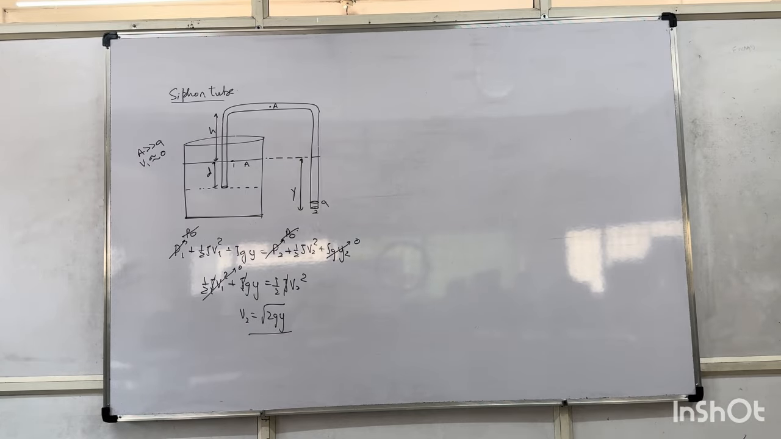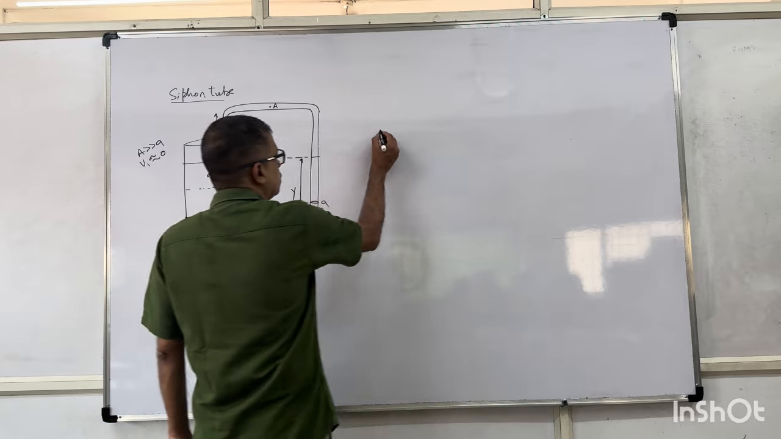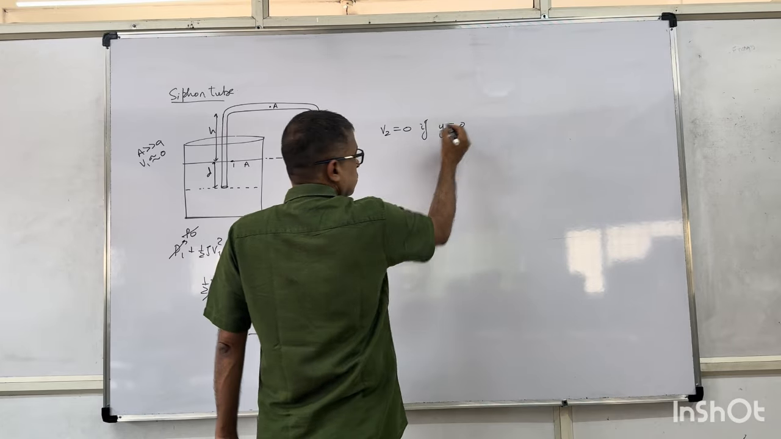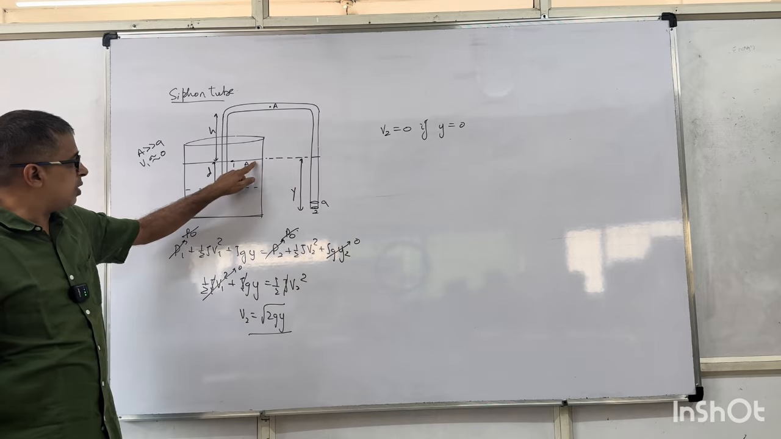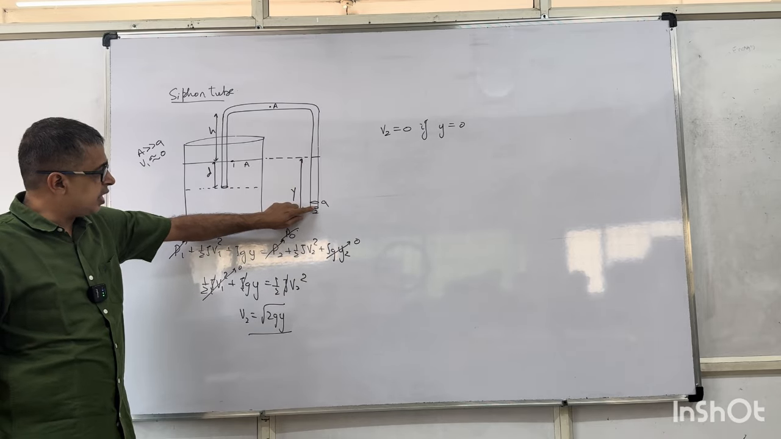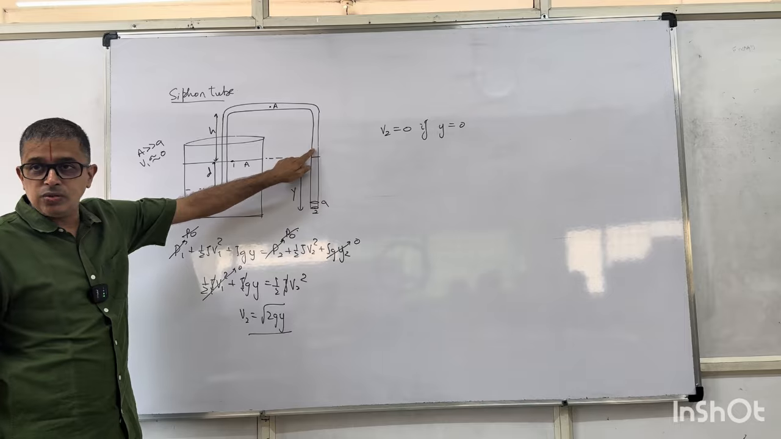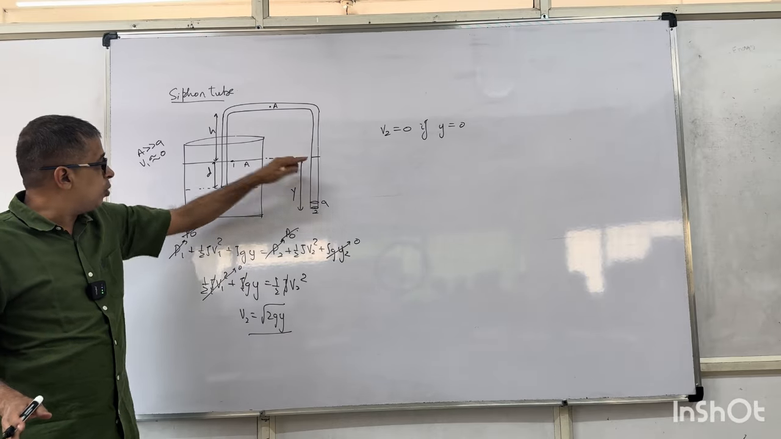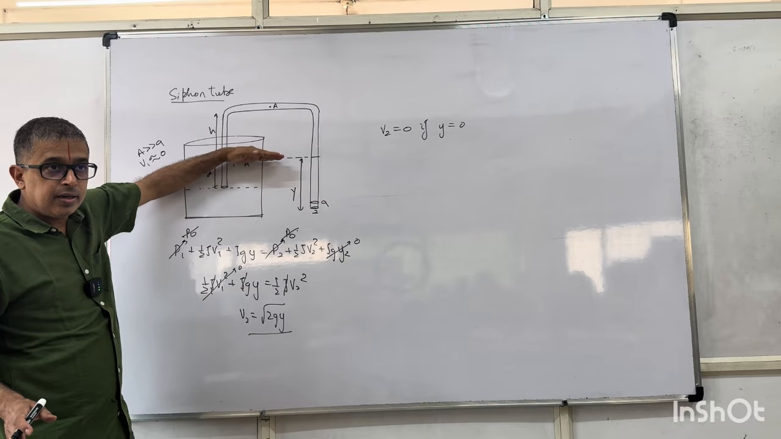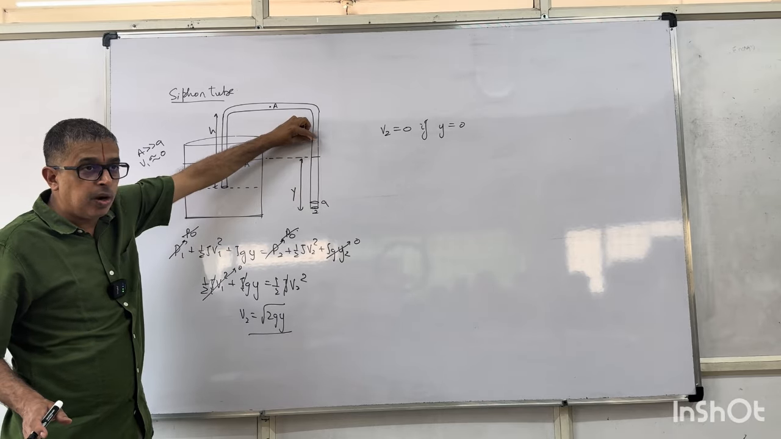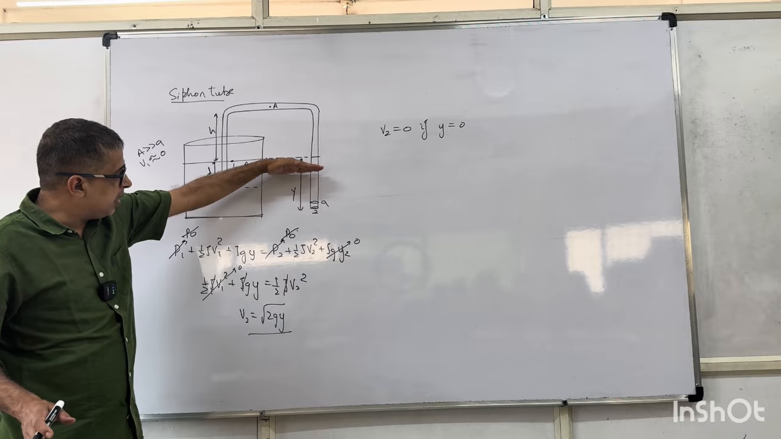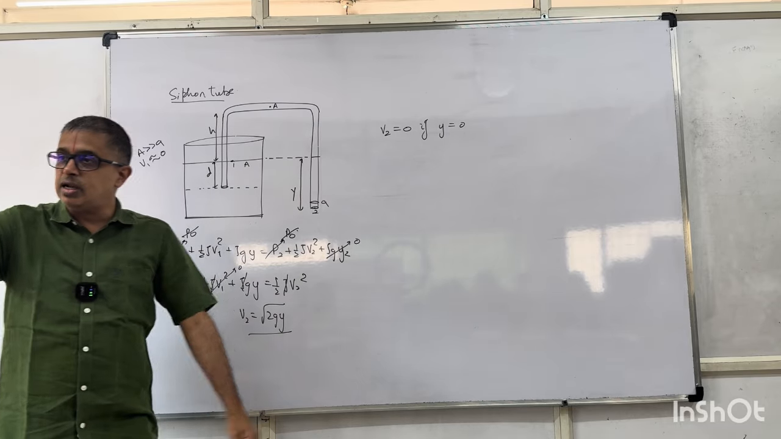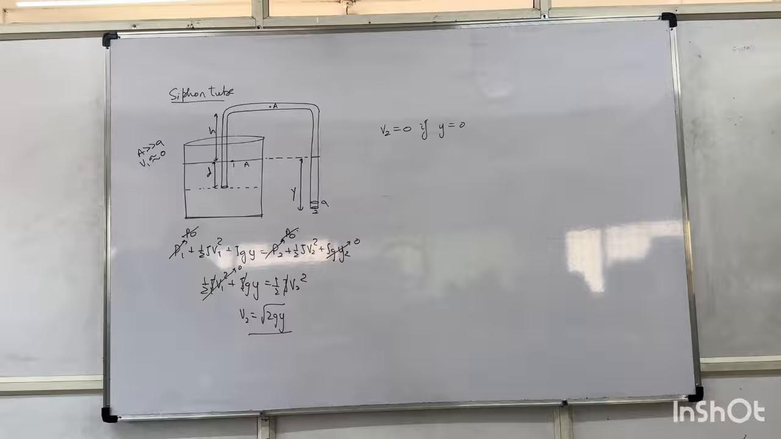No big deal. So when will V2 become 0? V2 will become 0 if y is 0, the difference between this height and this height. By any chance, if this goes above this, the fluid will go back into this liquid. It should be below this reference line. If this end is kept above, the fluid will go back. Keep it below, the fluid will keep flowing. Greater the value of y, greater the value of the velocity.